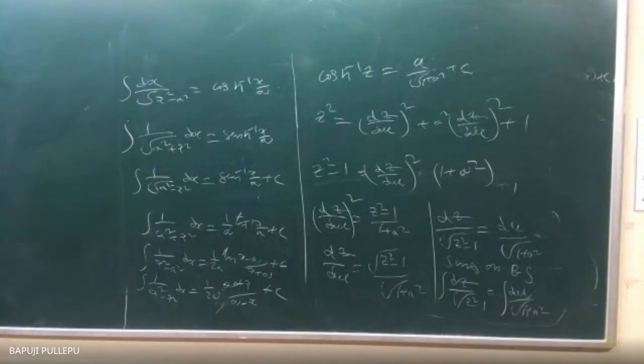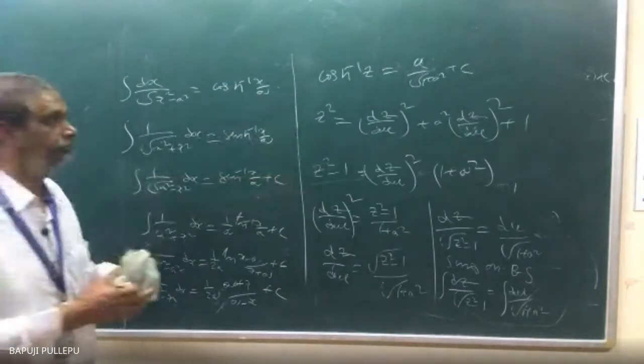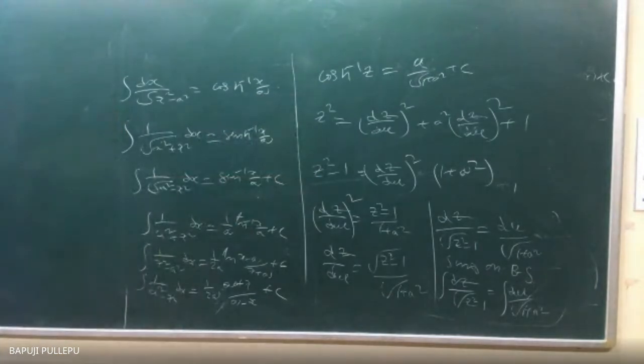Okay. Now shall I go? Copy it fast. Sir, copy the formulas of the diagram, please make it useful, because it will come everywhere. 1 by root of a square plus x square means sin h inverse. Root of x square minus a square is cos h inverse. But a square minus x square is sin inverse.